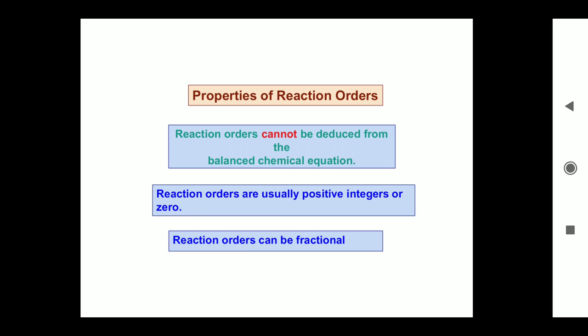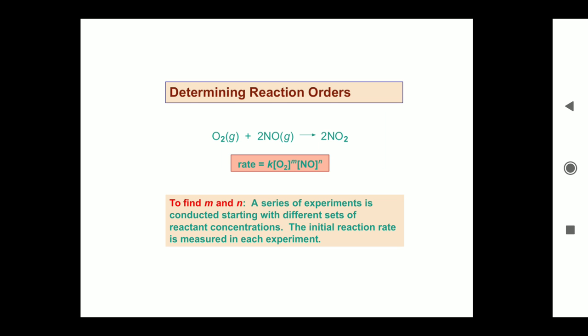Now see the properties of reaction orders. Reaction orders cannot be deduced from the balanced chemical equation. We already saw it is an experimentally determined quantity. Reaction orders are usually positive integers or zero. Reaction orders can be fractional. Now determining the reaction order: in this reaction, if we express the rate equation, rate equal to k, concentration of O2 power m, concentration of NO power n. What is m here? m is 1, n is 2. If we add m plus n, meaning 1 plus 2, the order will become 3.